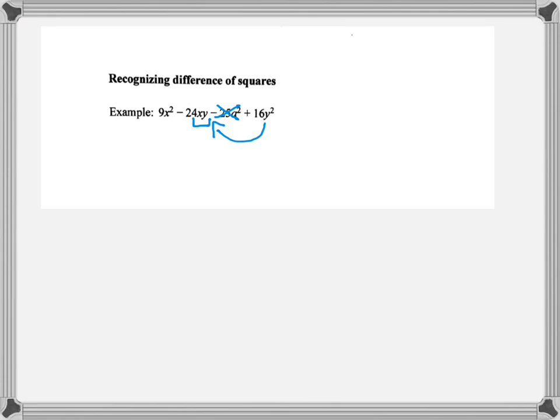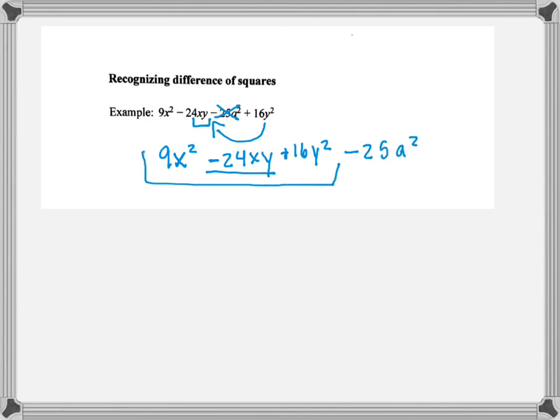First, I'm just going to rewrite this expression: 9x squared minus 24xy plus 16y squared. This is because I know the x and y are going to multiply together to create this, so those need to be next to each other. And then at the end, we're going to add the minus 24a squared, but for now, we're just going to focus on this portion right here.